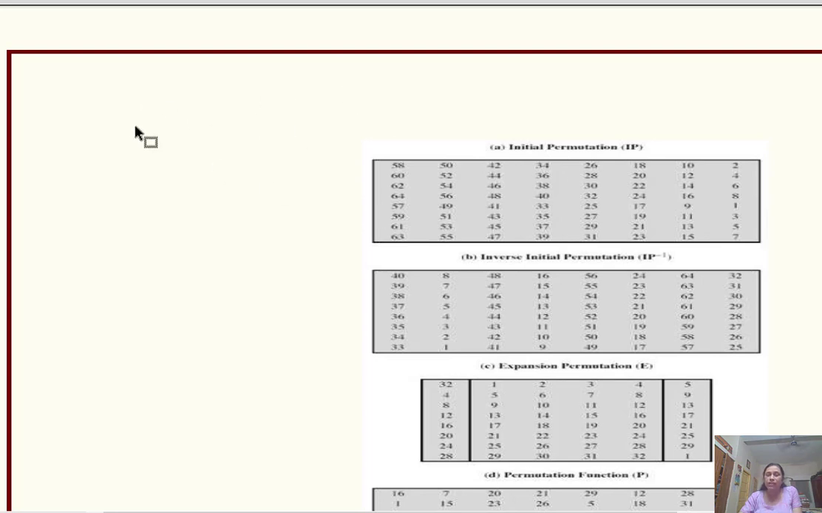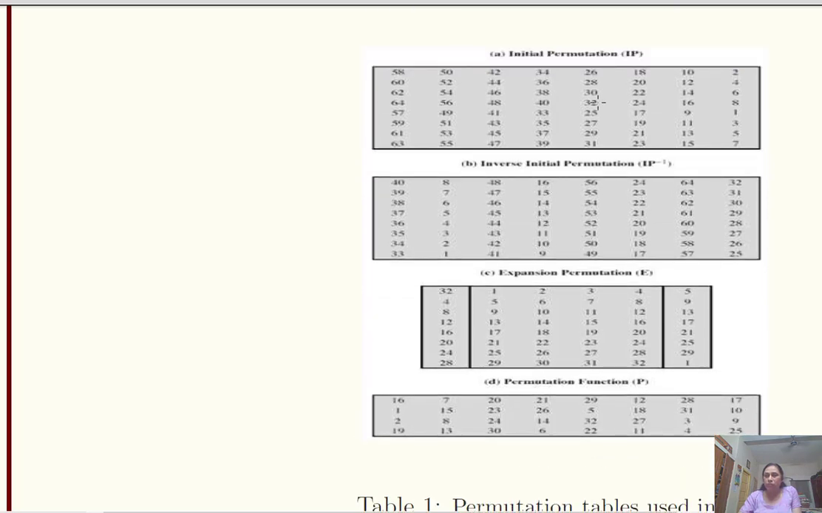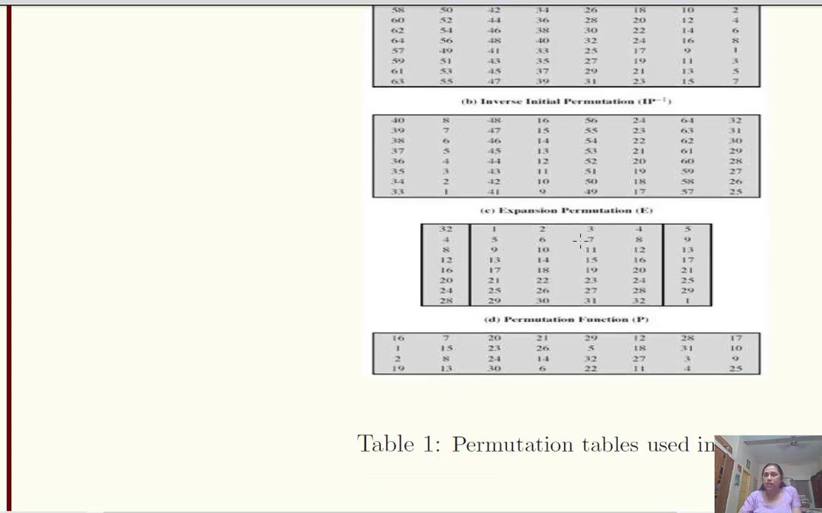So in the Feistel cipher, given plain text, you don't use that plain text directly. You apply a permutation on that. This permutation is given here. And from that permutation, you can easily find the inverse permutation. So this is your permutation, this is your inverse permutation, and expansion permutation.